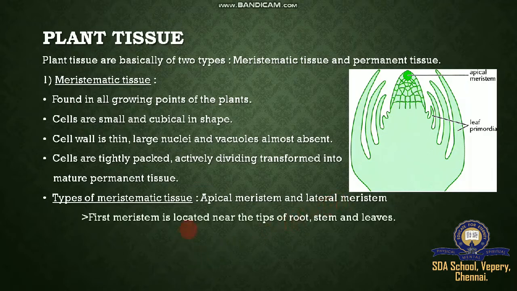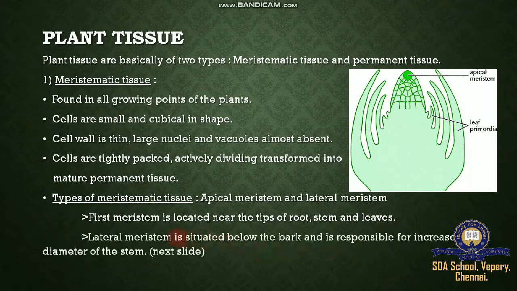Then the first meristem is located near the tip. The first meristem is apical meristem. That's why I said the first meristem, or apical meristem, is located near the tip of root, stem, and leaf. So the entire young part of the plant, stem, leaf, and root, has an apical meristem.